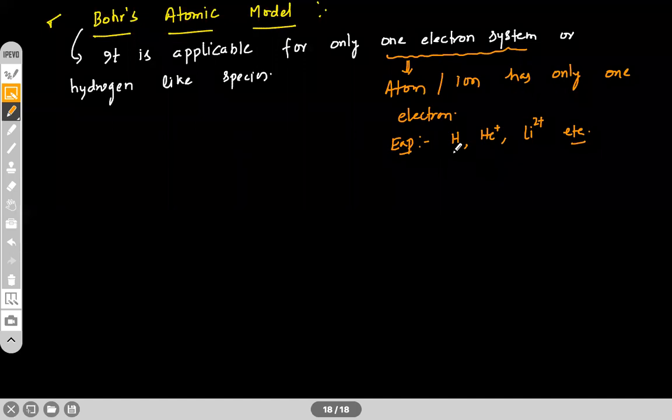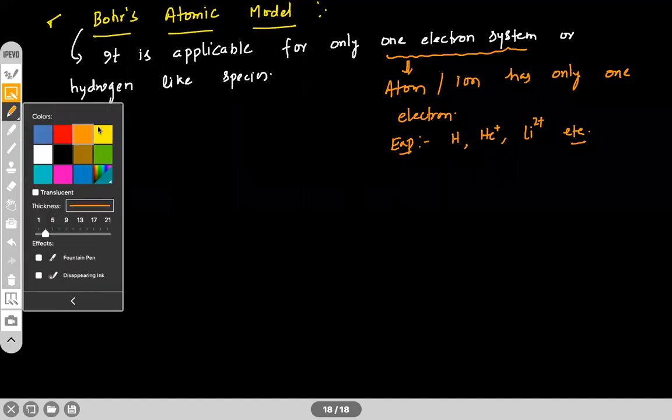What is the reason for this? That also we can discuss. We'll discuss that later in the last, once we finish it. Now, to understand this Bohr's atomic model, there are a few things that you should know already. Not things, it's formulas basically that you should know.